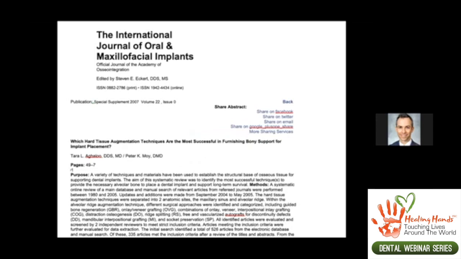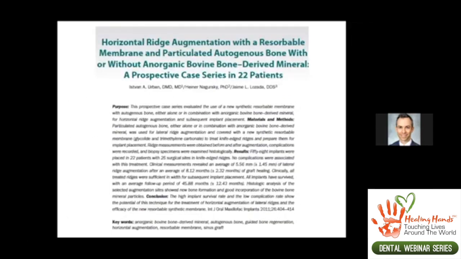It was a systematic review of all the different types of bone graft techniques, like guided bone regeneration, onlay veneer grafting, combination grafting, interpositional inlay grafting, ridge splitting, distraction osteogenesis, and they found that all the techniques had a high success rate. So the point is, learn the technique, learn a few techniques well, and figure out which situations you should use them best.